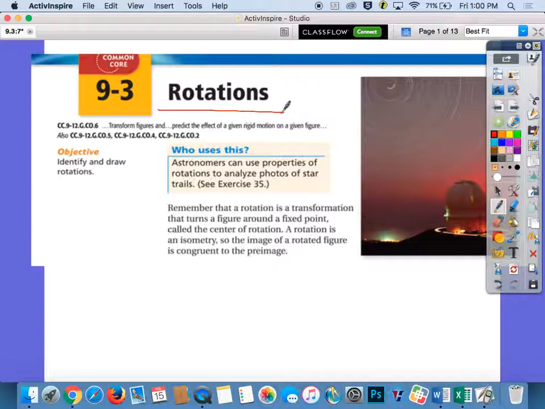So just to recall, a rotation is a transformation. It turns a figure around a fixed point. That's going to be called your center of rotation. It also preserves shape and size. So it's going to be an isometry, and the image of the rotated figure is congruent to the pre-image. So it's a congruence transformation, like we just spoke about yesterday.